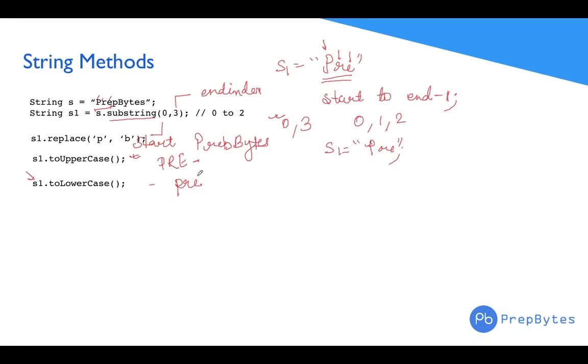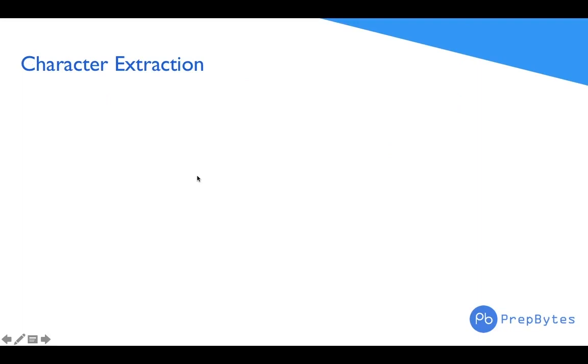Now let's proceed further. So we saw that a string is backed by a character array. So there are various operations that we would like to do. So if we have string as prep bytes, so we would like to know what is the character at this particular place, or we want to extract the character at this particular index. So we have various methods for this as well. So let's go and see that.